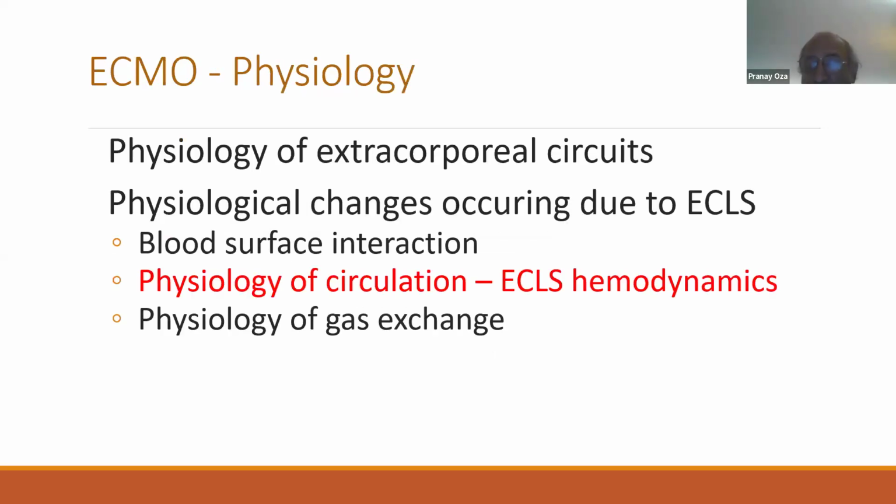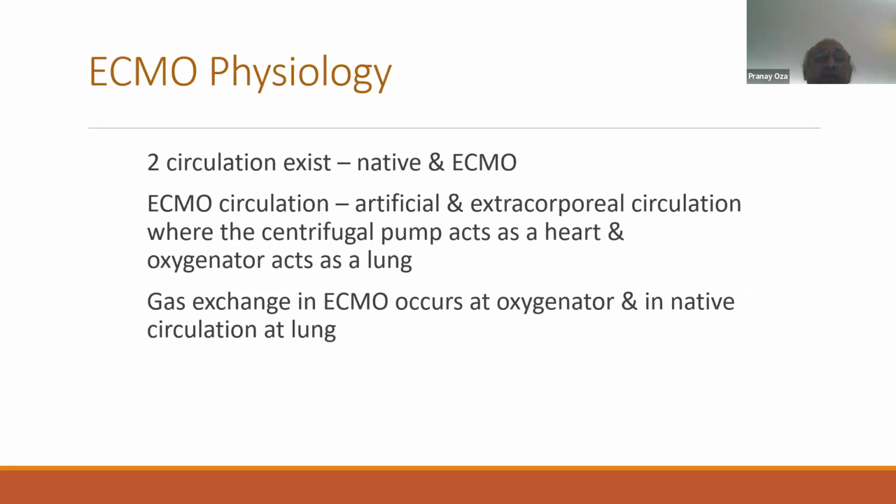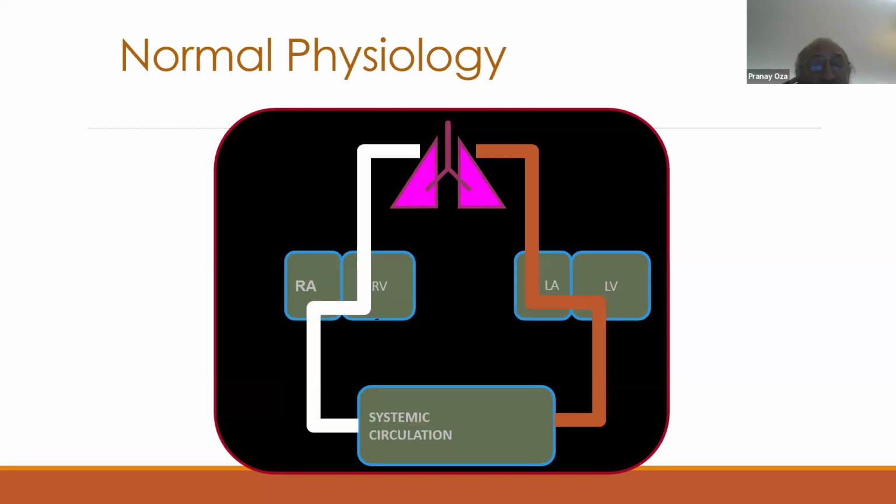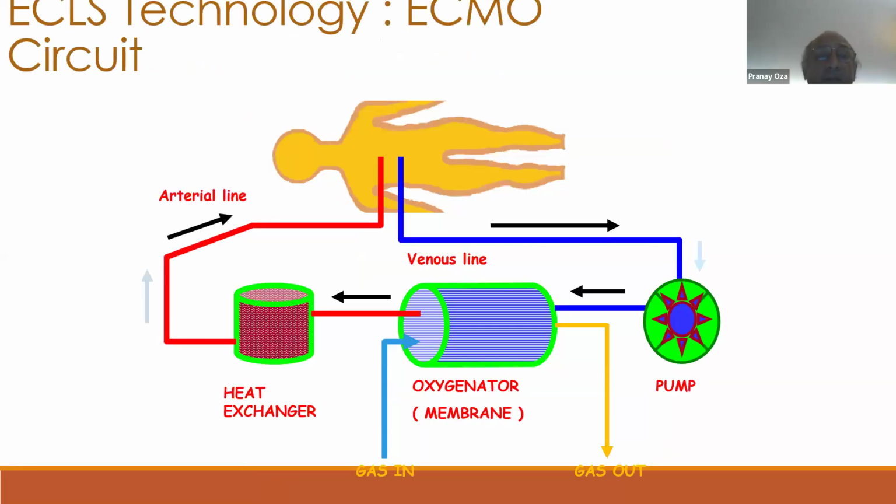Then what is going to be the effect on hemodynamics? Whenever using the patient on VV ECMO or VA ECMO, there are two circulations which are going to exist. One is the ECMO circulation, second is the patient's native circulation. And both of these circulations are going to have their own effect. The ECMO circulation is an artificial circulation, and that is because of the ventricular pump. And as I told you, it is going to be a continuous flow. The gas exchange is going to take place with the help of the oxygenator, as well as from the lungs. This is the normal physiology, what all of us know. And this is what happens when we introduce ECMO to the patient.